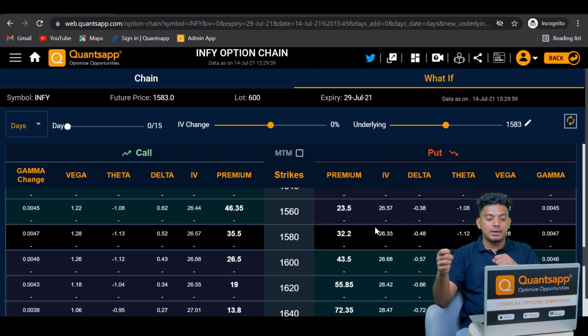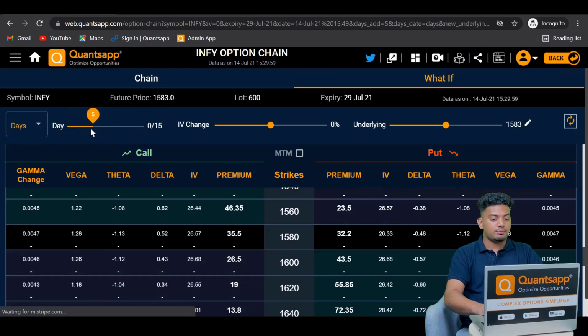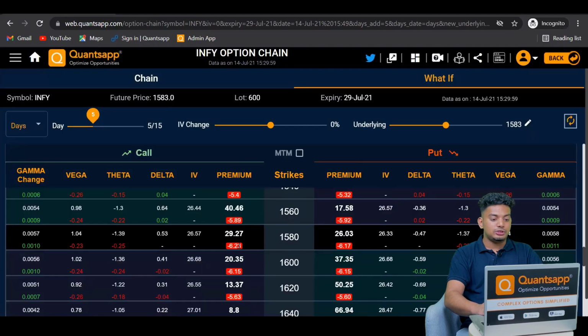So now, options are a wasting asset. They are not an investment we make. Each and every passing day, our option premium will get reduced due to the theta decay, due to the time value of money. Now, let's take an example, 1580 call, trading at 35.5. If we hold this up till 5 days from here, our premium will automatically get reduced by 6.23 rupees and the premium would be quoting at 29.27, which indicates that if we have bought that option, we can't hold it for a longer time, because each and every passing day, our option premium will keep on getting reduced. So that is going to eventually turn into a loss.